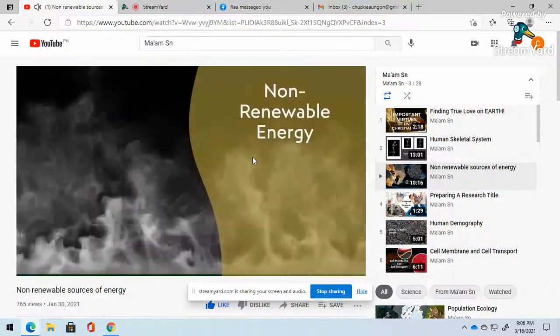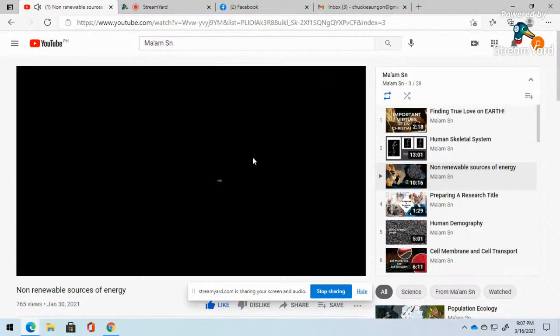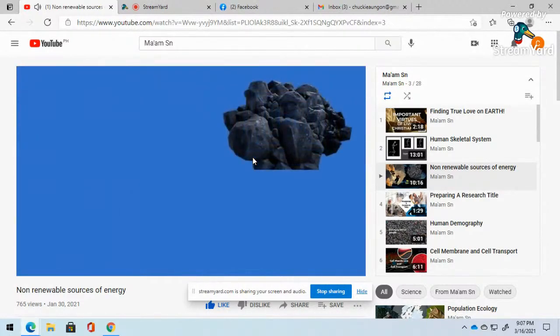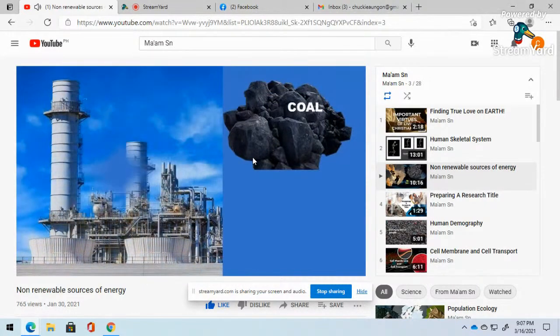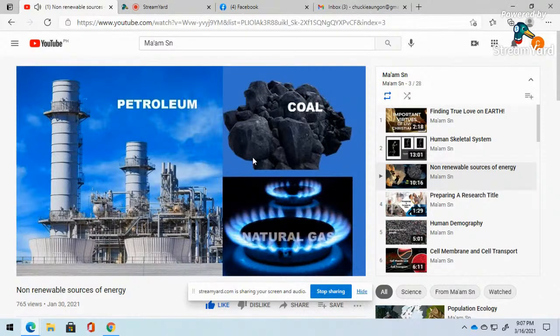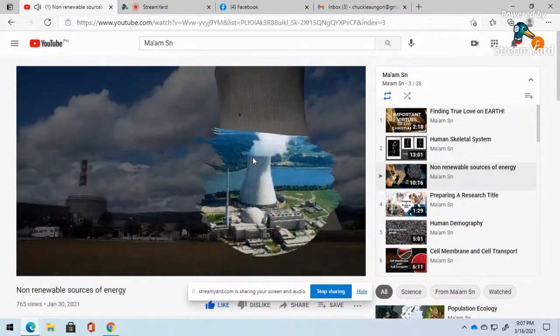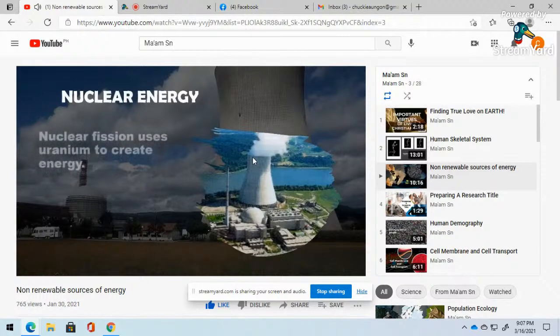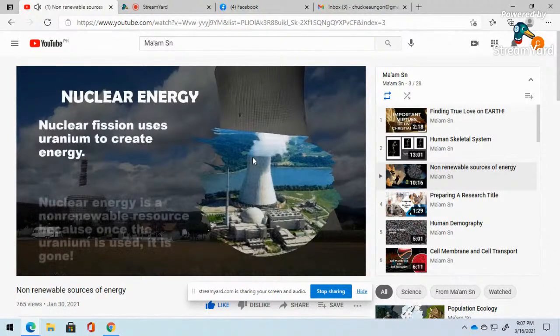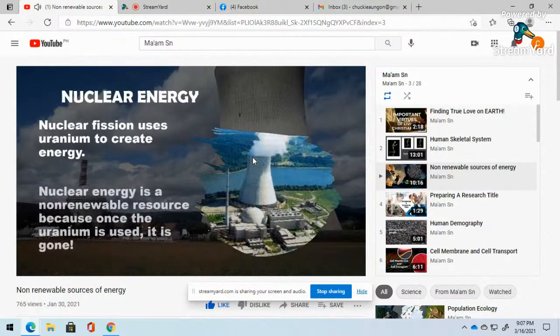What do you think non-renewable resources are? Non-renewable resources are coal, petroleum, and natural gas. A non-renewable resource is a natural resource that cannot be remade or regrown at a scale comparable to its consumption. An example of non-renewable energy is nuclear energy. It is a non-renewable resource because once the uranium is used, it is gone.